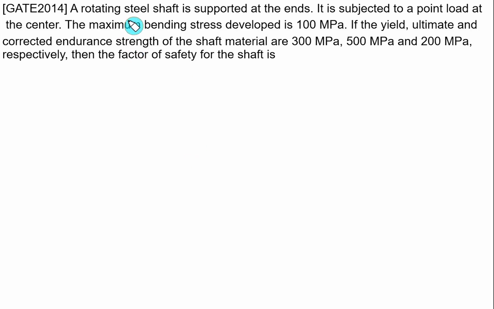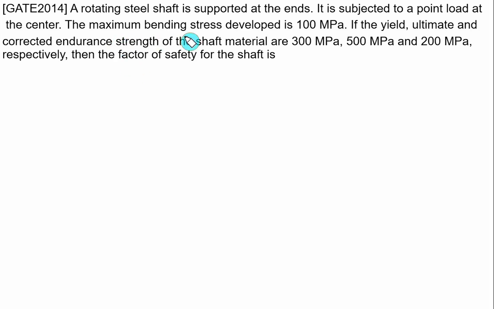A rotating steel shaft is supported at the end. It is subjected to a point load at the center. We have discussed this case in the theory when we were defining the fluctuating load. In that case, the shaft was subjected to a central load as well as an axial load. This time it is subjected to only a point load.